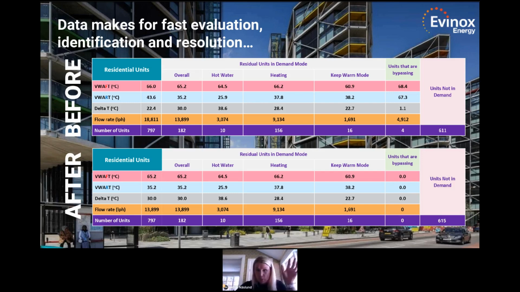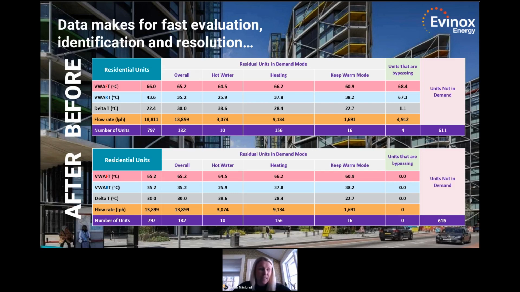So in this before table, we could see that the flow temperature to all HIUs was at 66 degrees. The return temperature was at 43.6 degrees. So that was not amazing. But then when we look at it in a little bit more detail, we could see that the units that were in hot water mode were returning a return temperature of 25.9 degrees, which might sound a little bit high, but that is mainly due to the cold water coming in being at 20.